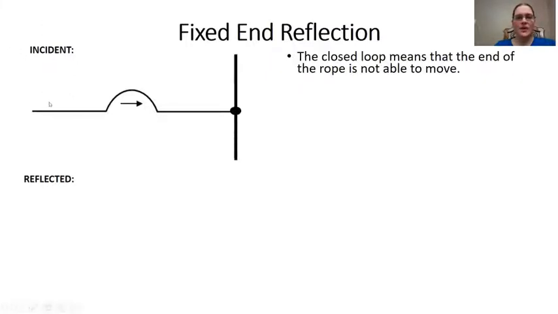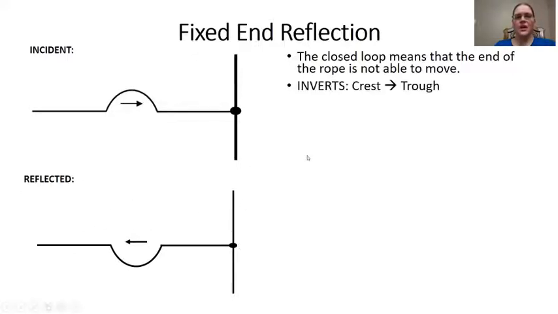Incident, remember, is the wave that's coming in. So we've sent in a crest. And if we have fixed end reflection, we will get a trough coming back. The reflected wave is a trough. So what we see is what we call an inversion here. The wave flips over. Why is it doing that?